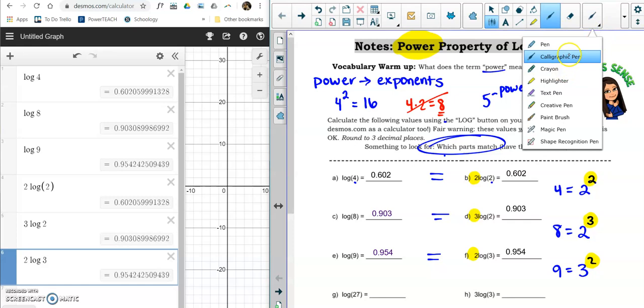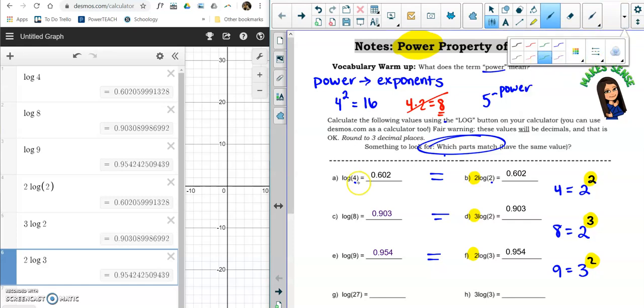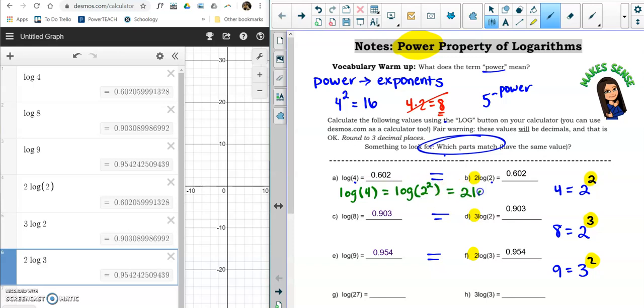So if I was to rewrite each one of these problems, I would say the log of 4, that's the same thing as the log of 2 squared, but then I can take that exponent and put it out in front. It's like a little coefficient out in front. So here I've got the log of 8, okay? 8 is really 2 to the 3rd power. So I can really write that as 3 times the log of 2. Again, the 3, that power. So I'm going to make a little note. The power becomes the coefficient.